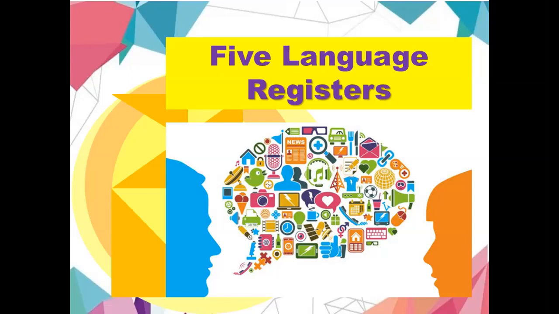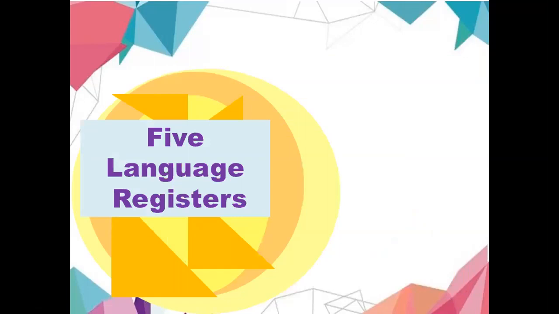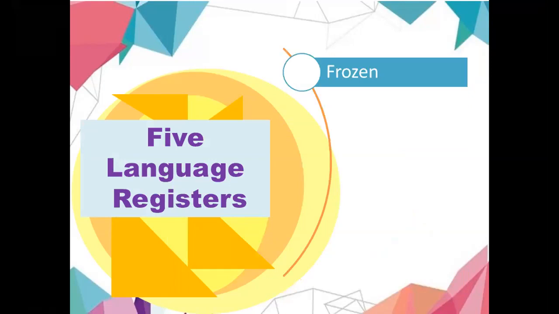So in this case, we are going to talk about the five language registers. The first one is what we call frozen. This form is sometimes called a static register. It refers to historic language or communication that is intended to remain unchanged, like a constitution or a prayer. It could be the Pledge of Allegiance, the preamble, the Bible, the United States Constitution, Romeo and Juliet in literature, and so on.